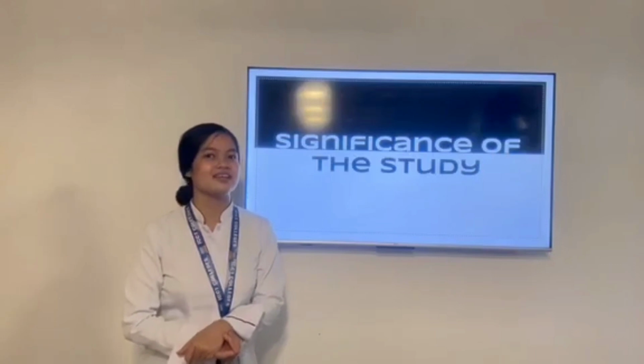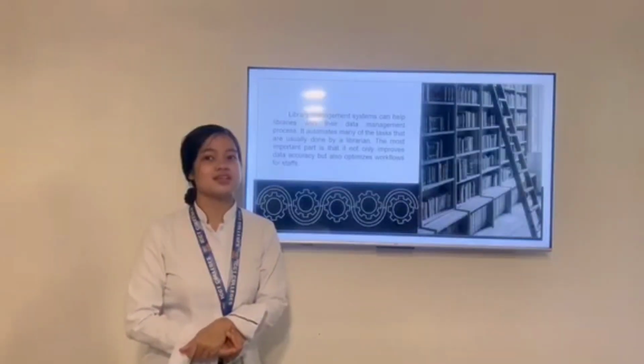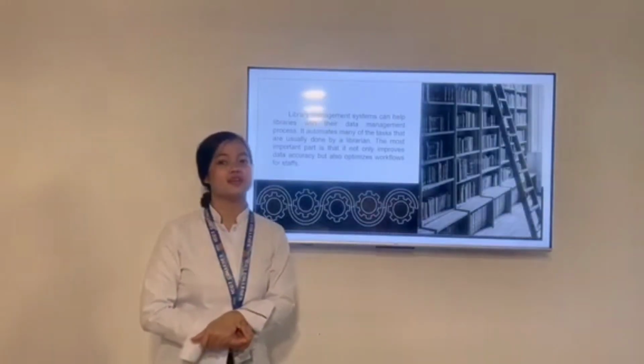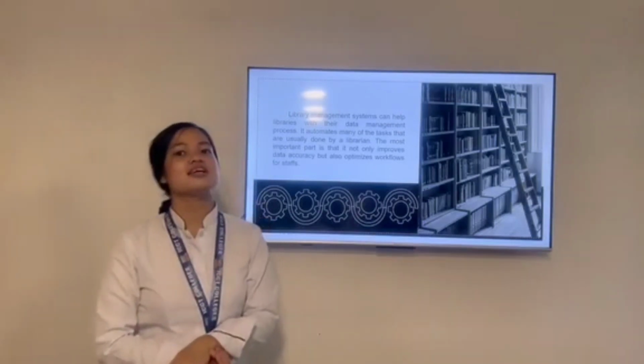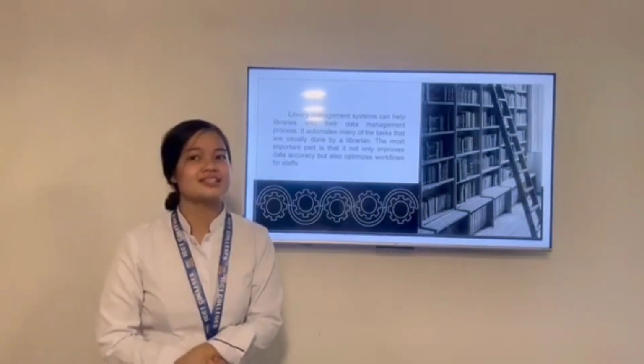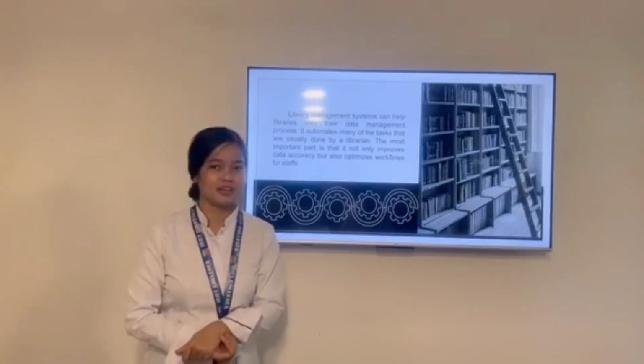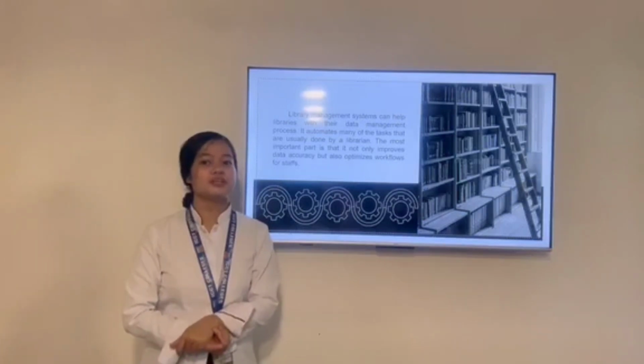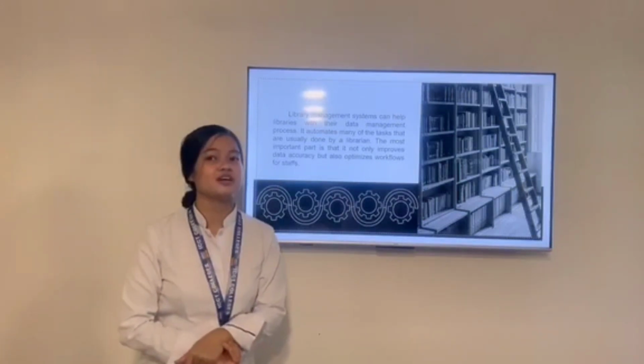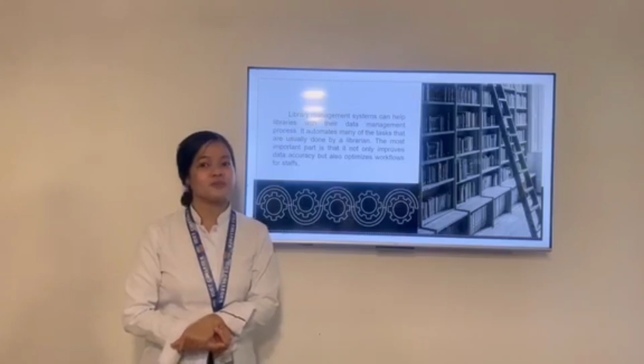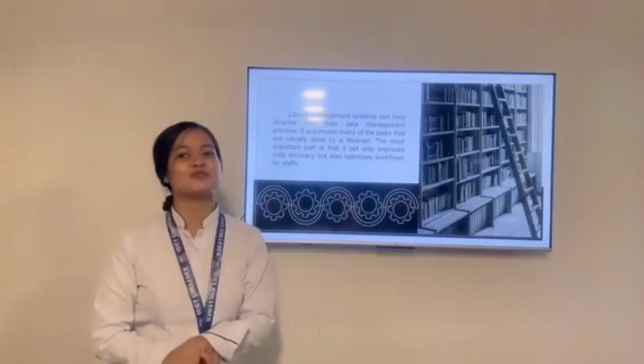Significance of the study. A library management system can help libraries with their data management process. It automates many of the tasks that are usually done by a librarian. The most important part is that it not only improves data accuracy, but also optimizes workflows for staff.